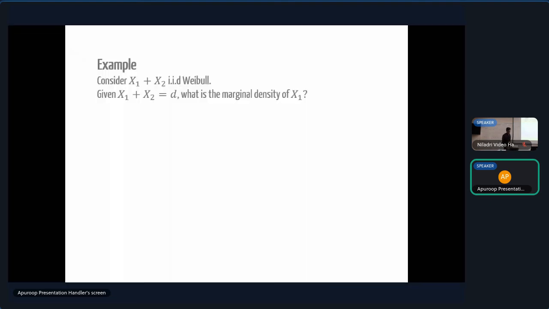D is large. So I'm going to show you a numerical experiment. In this case, each of them were unit mean and D was 10. So what happens conditioned on this? This is a numerical calculation that all of you can do. You can convolve and figure out what the joint density is. Condition on this, see what happens.